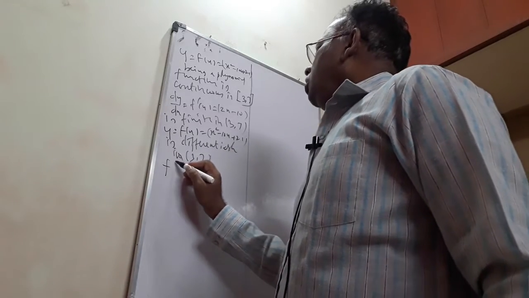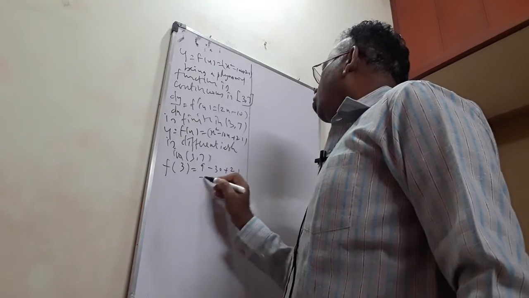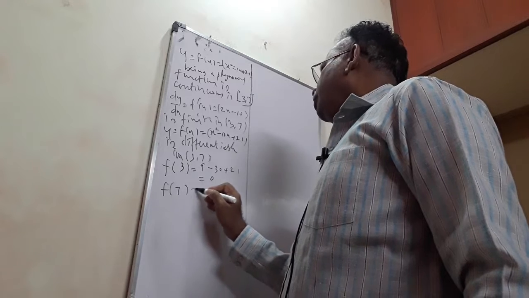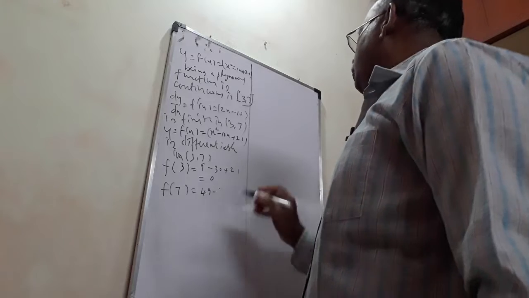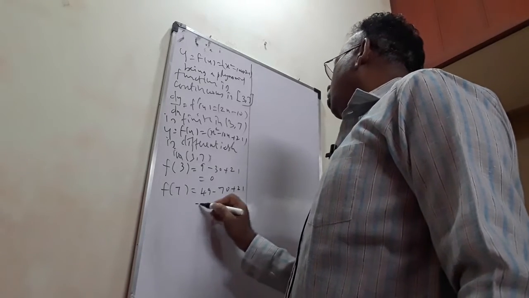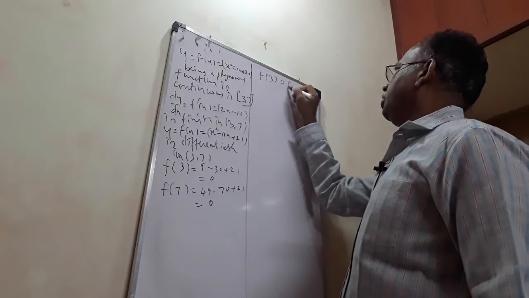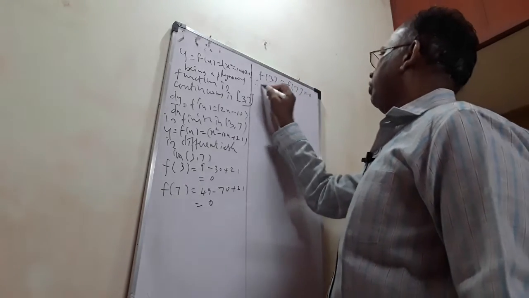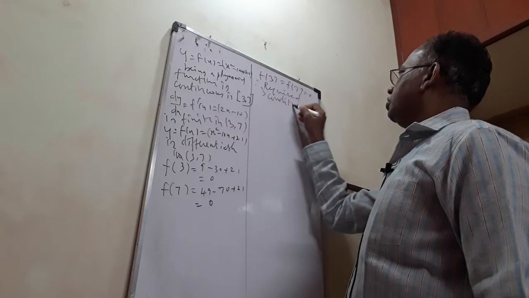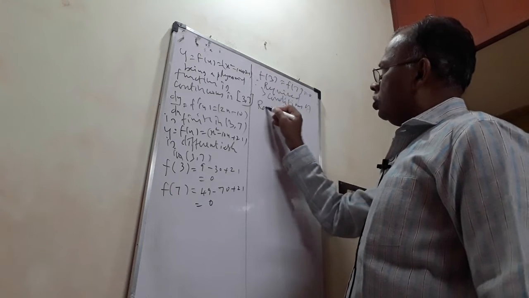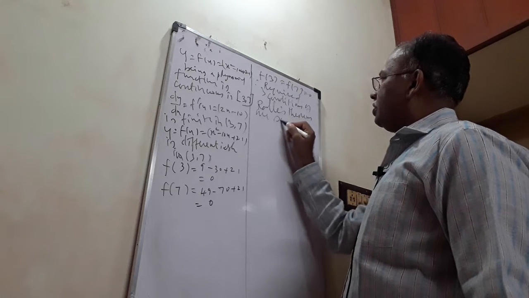Now f of 3 is equal to 9 minus 30 plus 21, which is equal to 0. f of 7 is 49 minus 70 plus 21, this is also 0. Okay, f of 3 is equal to f of 7 is equal to 0. Therefore the required three conditions of Rolle's theorem are satisfied.